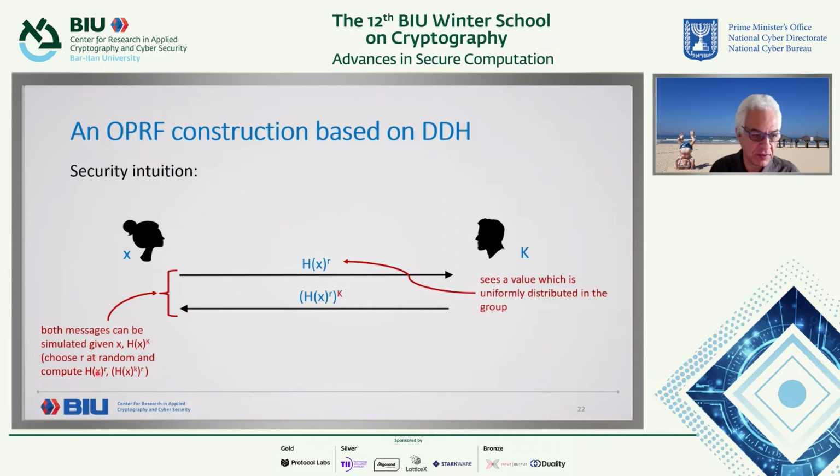So she can compute these 2 values that she sees. She computes them by taking x, computing h of x to the power of r that she knows, and taking the output of the function, raising it also to the power of r. So Alice, given her input and output from the protocol, which she should learn, can simulate her entire view. So this also seems to show that she is secure, and you can easily prove security based on that.